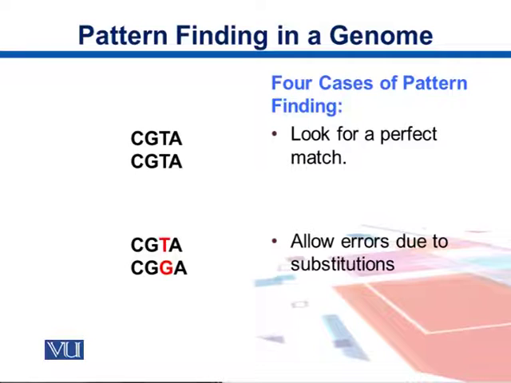We can allow errors due to substitutions. A substitution is where we have a mismatch, so in computational terms we call it a mismatch. If you look at this example, at position number 3 on the top we have T, whereas in the bottom strand we have G. So it's a mismatch, and we call it a substitution. In nature, a mutation may take place where a nucleotide has been substituted.